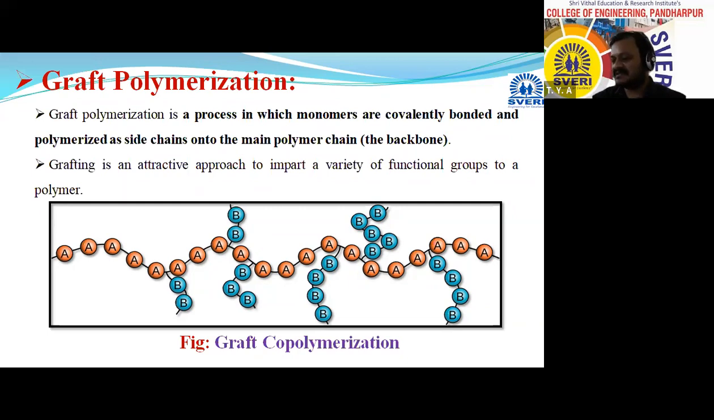You can easily understand this. It is like the backbone of our body, which has some nerves. Those nerves are nothing but the B monomer chains. So this is the graft polymerization process.